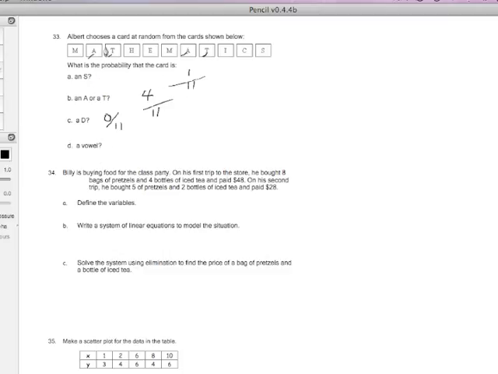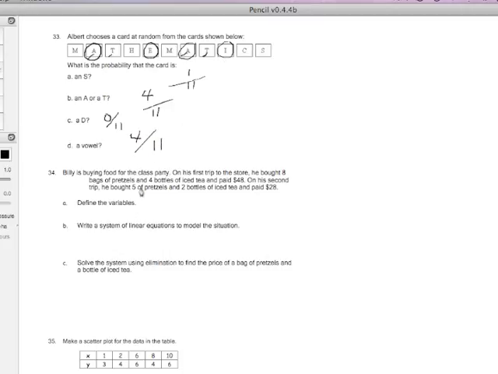Okay, a vowel. Good thing there's no wishy-washy Y's here, because Y's can be a vowel sometimes, right? So the probability of getting a vowel is these 4 cases, and there's 4 cases out of 11 that are vowels.